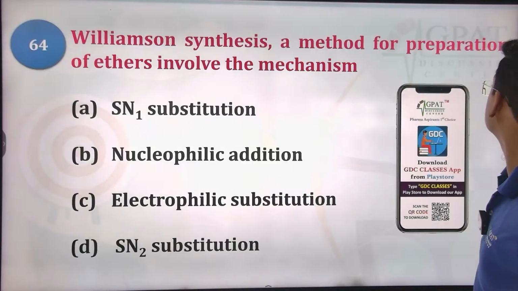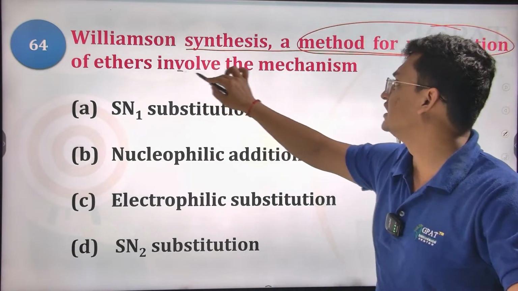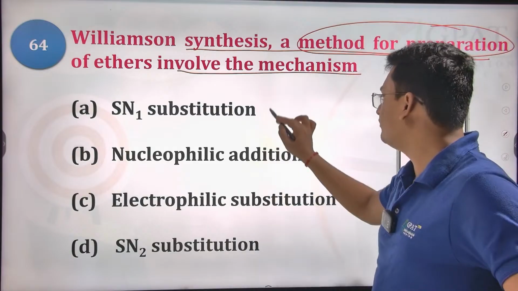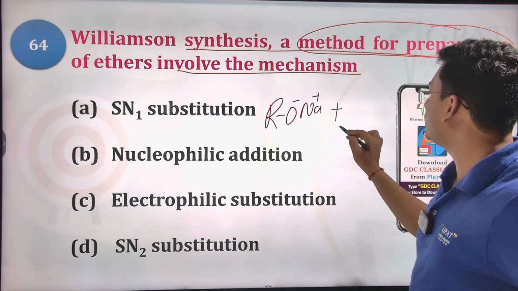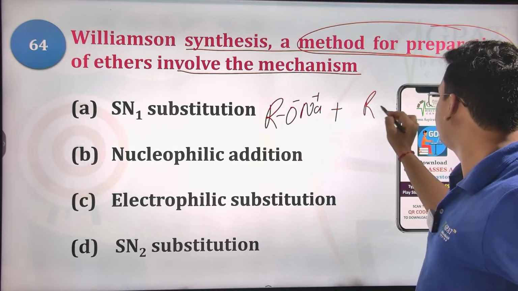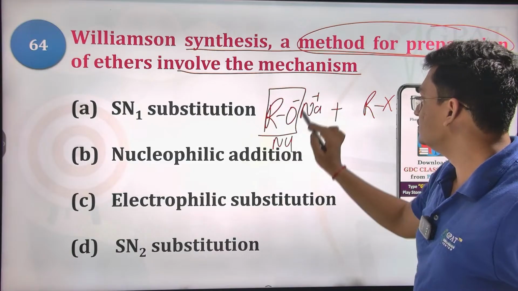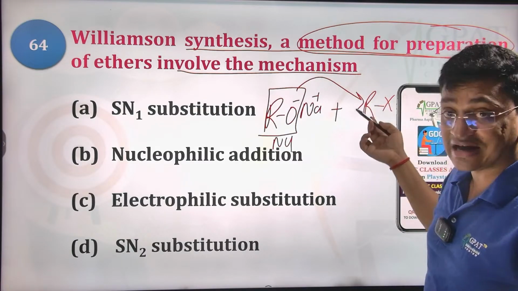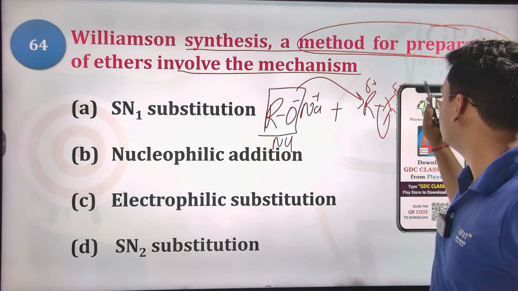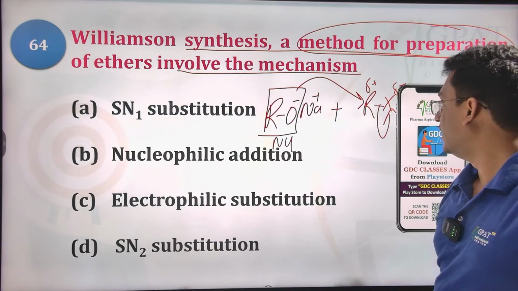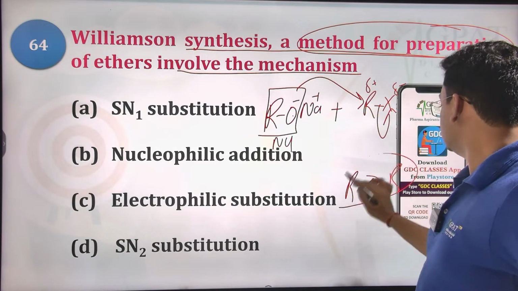Williamson synthesis is a method of preparation of ethers. Involve the mechanism. In the Williamson synthesis, when we react RONa, which is also known as sodium alkoxide, with the alkyl halide, the sodium alkoxide is your nucleophilic reagent. This nucleophile attacks this particular carbon, with the halide as the leaving group, and we have the formation of R-O-R, and this is our ether.